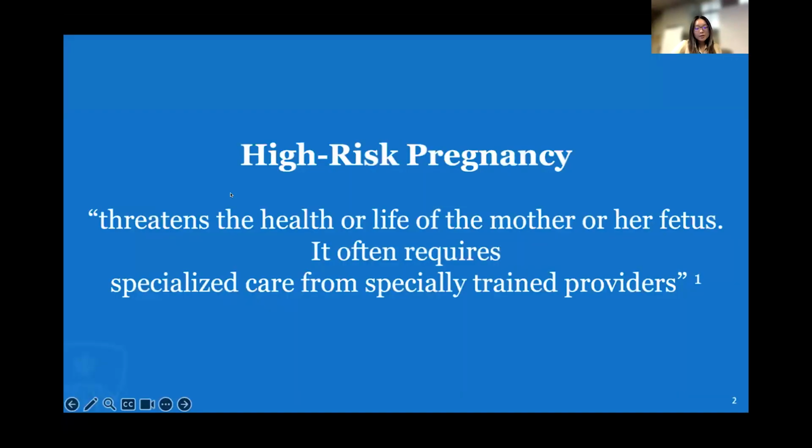Right. High-risk pregnancy is defined by the NIH as a pregnancy that threatens the health or life of the mother or a fetus, and reasons for high-risk pregnancies can be due to pre-existing health conditions, lifestyle factors, or complications and conditions that are directly related to the pregnancy.